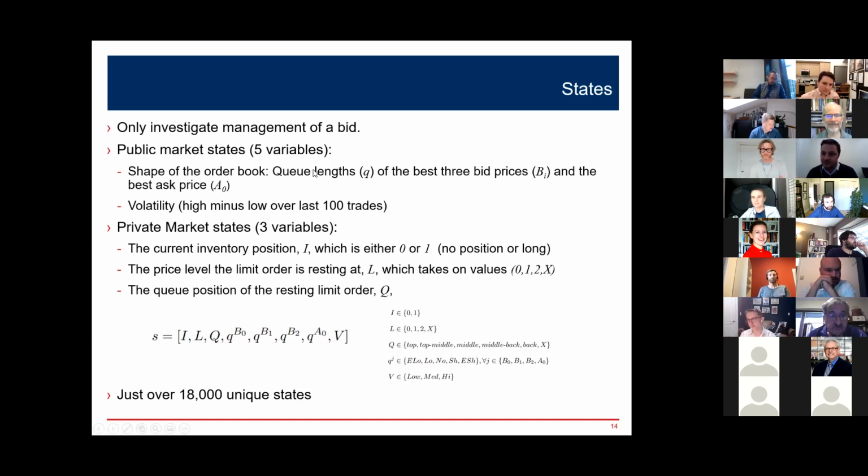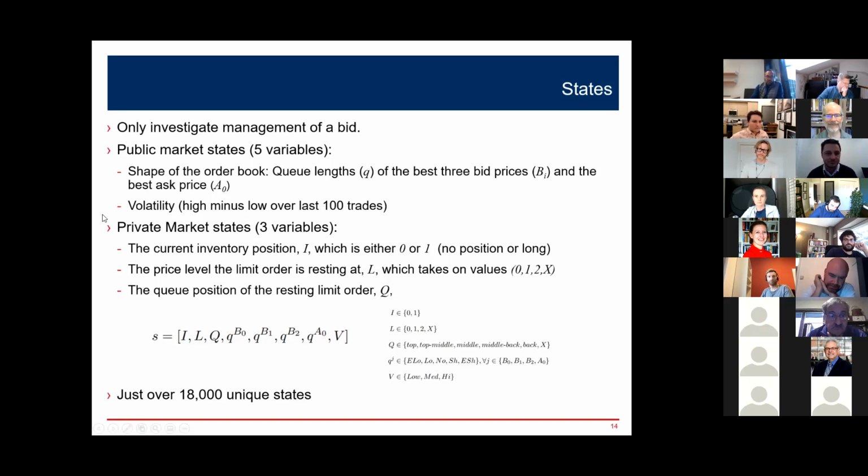So the states that are going to define the market for the limit order trader, we're going to have 5 variables that are public that everyone is aware of. Those are largely going to be queue lengths. So queues at the best bid, 1 behind, 2 behind the best bid, and the volume at the best ask. Just for tractability, I'm going to discretize those into basically extremely long queues down to extremely short queues, so 5 possible values. Volatility is the other variable. It's hard to measure what the volatility is, so I'm just going to use the last 100 trades, high minus low.